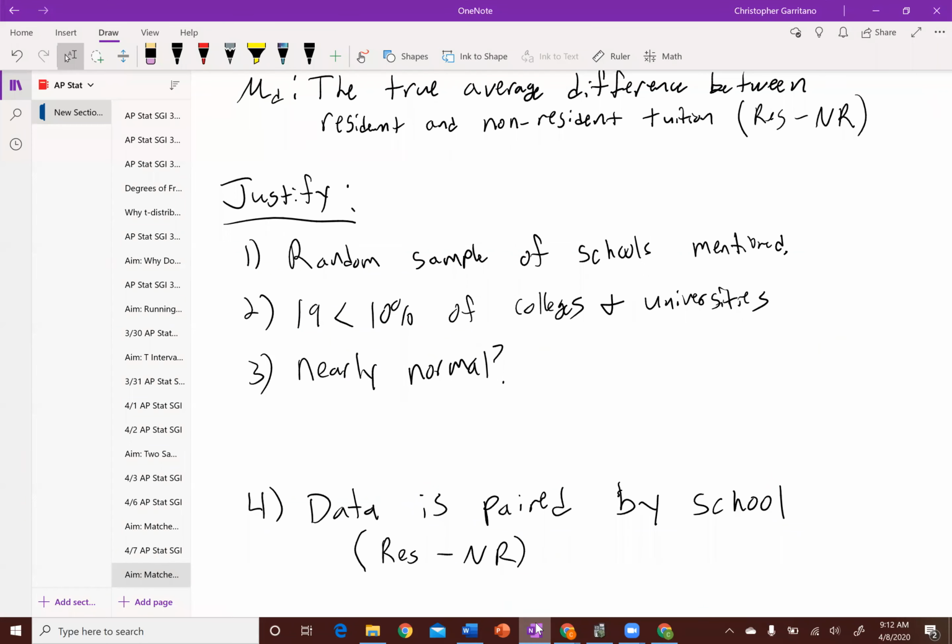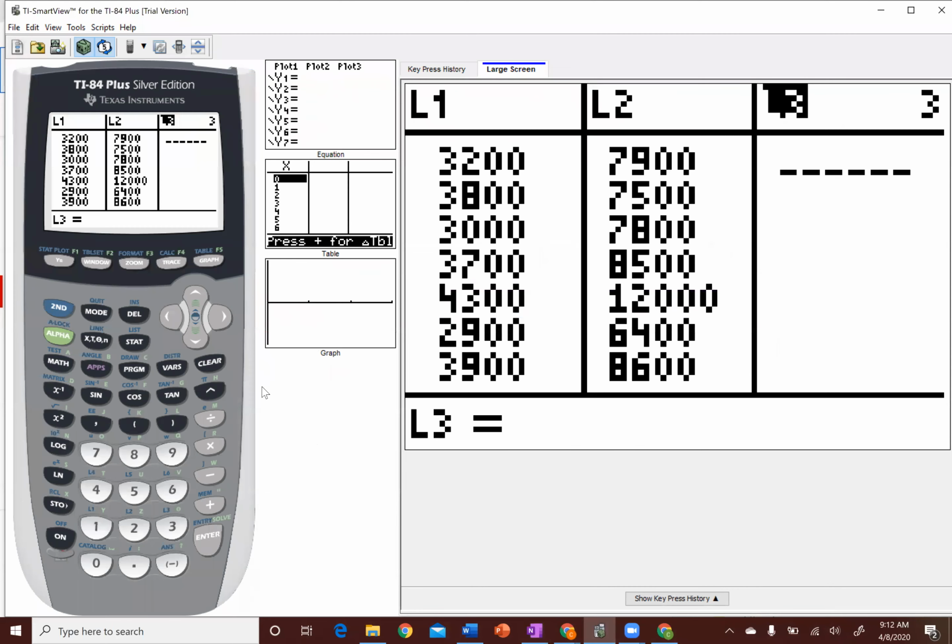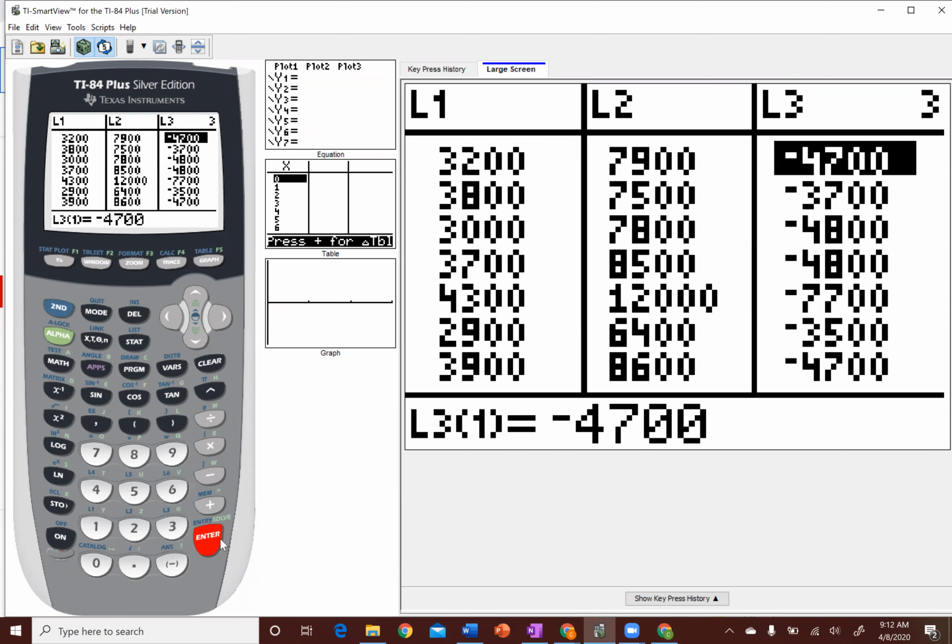So again, I'm going to do res versus non-res. So for me, that's list one minus list two. And so notice I'm highlighting list three, and I'm going to press second L1 minus second L2, enter. And now I have a list of all the differences, residential versus non-residential. And as far as I care about, list three is the data.